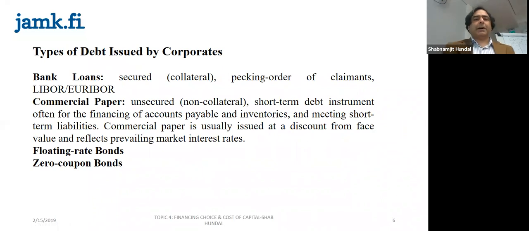Types of debt issued by companies. Well, they are secured. Very simple to say. I mean, secured is fully collateralized. You know what is collateral? Collateral is a security which you deposit. So, for example, when you buy a house in Finland with a mortgage, this house is financed by debt.